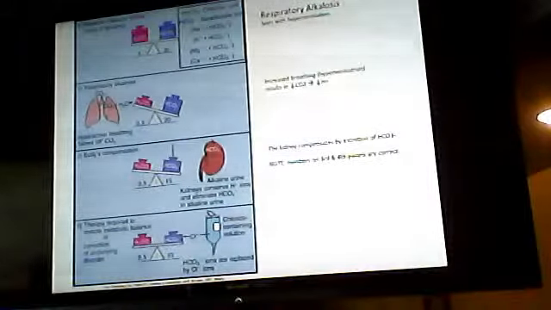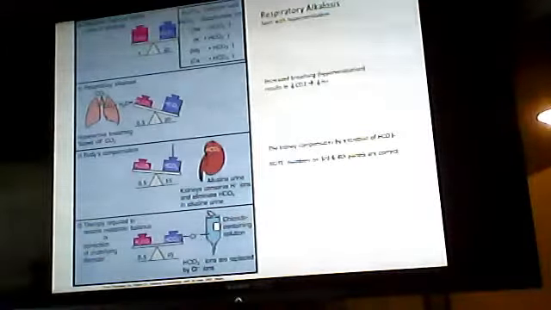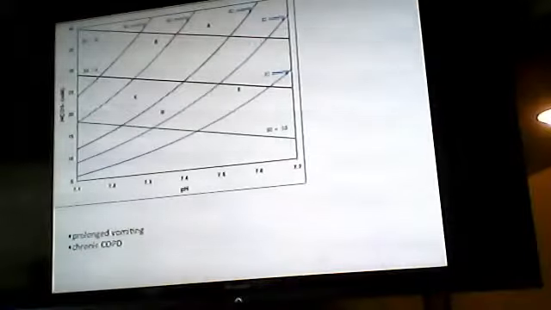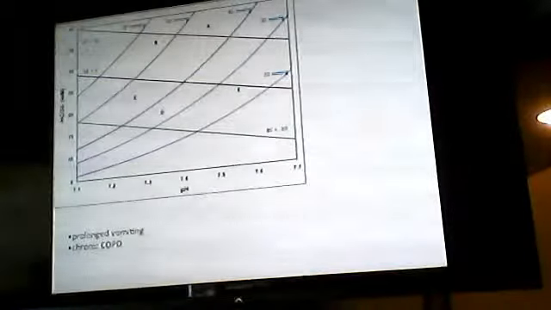So remember, metabolic problems are along the normal CO2 line, respiratory problems are above and below the CO2 line, and then acidic versus basic is above or below 7.4 of pH. So let's try a problem. Prolonged vomiting. Anyone have a guess?